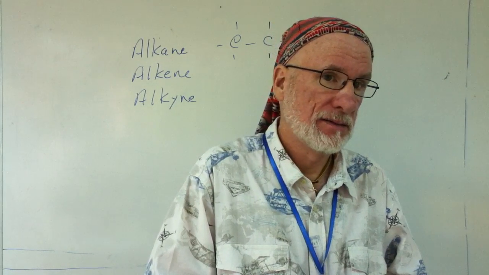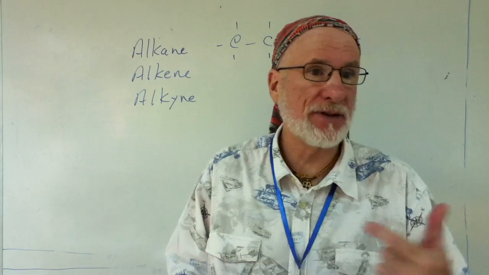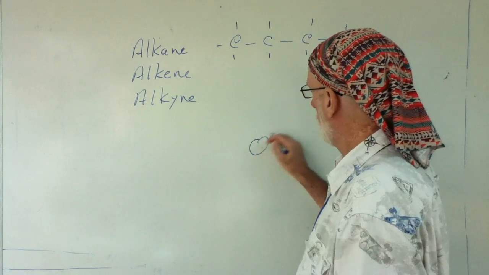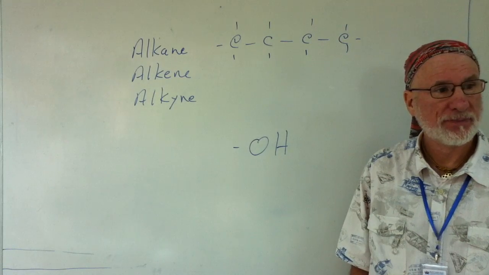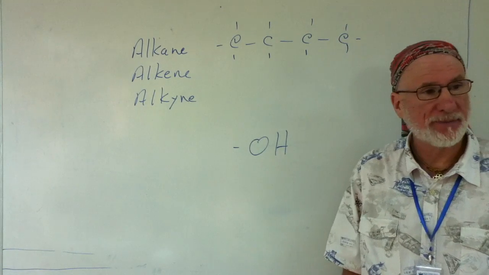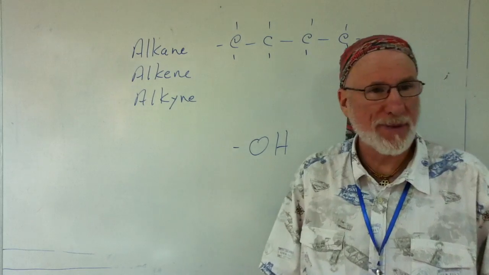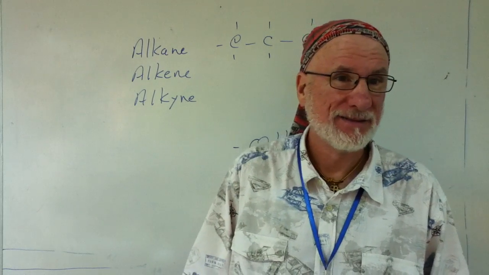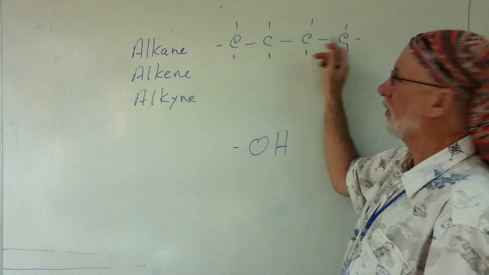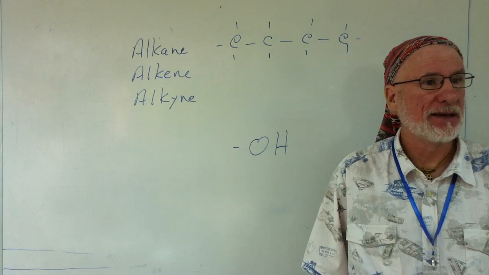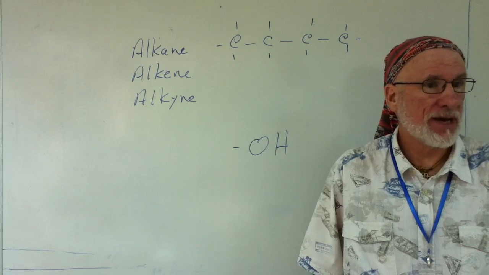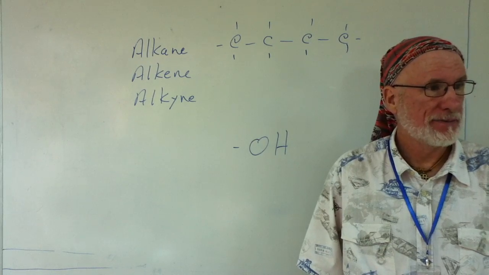Yes? Let's see if you've already memorized something. What functional group is that? Alcohol. So you've already memorized something, right? Yes? 1, 2, 3, 4 carbons. What is the name of that alkane? Butane. That's right. Yes? Do you see that? Okay.